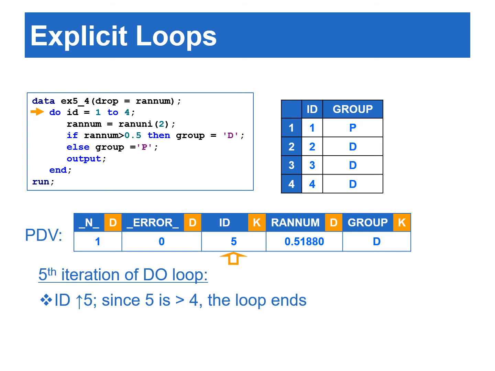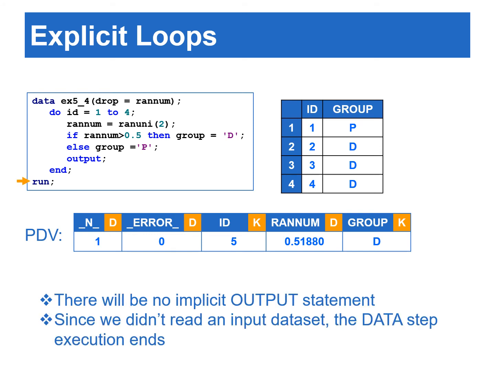At the beginning of the 5th iteration, ID is incremented to 5. Since 5 is greater than 4, the loop ends. There will be no implicit output, since the explicit output statement is used in the data step. Since we didn't read any input dataset, the data step execution ends at this point.